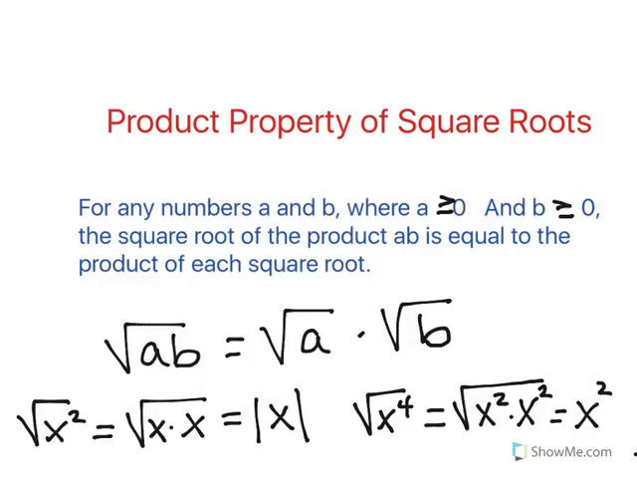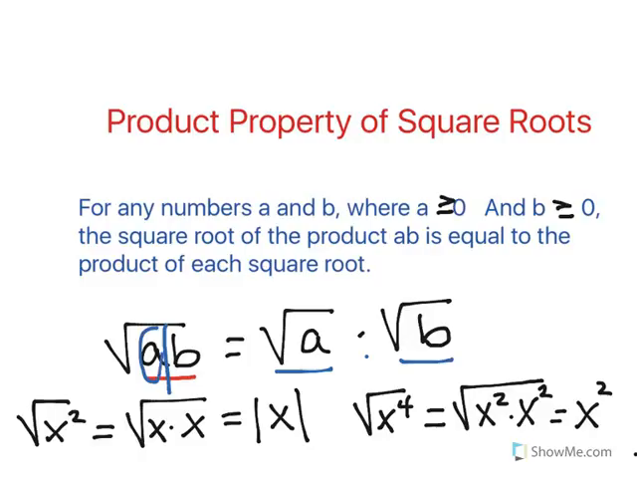For any numbers A and B, where A is greater than or equal to 0 and B is greater than or equal to 0, the square root of the product AB is equal to the product of each square root. So if I'm going to square root any two numbers that are being multiplied together, this property says I can break these two numbers up: the square root of A times the square root of B.